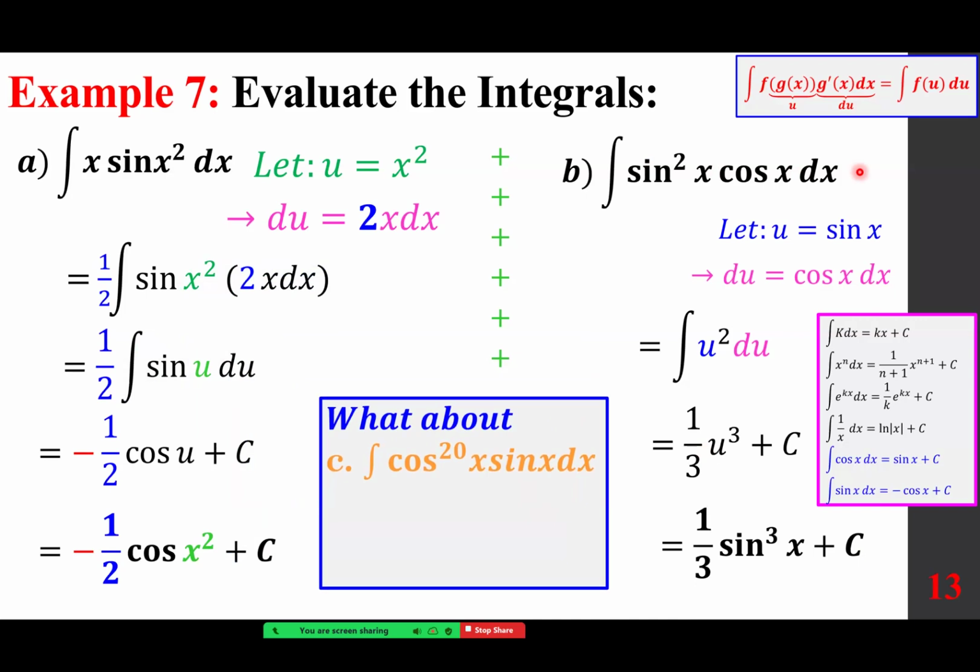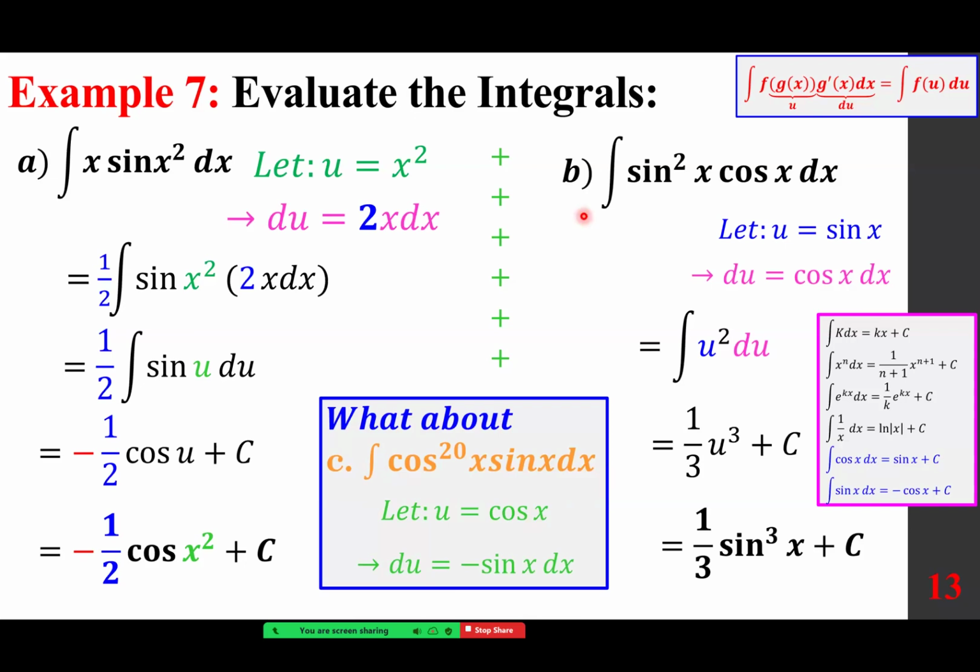You look at the fact that you have sine and cosine, both of them. The one that has the exponent is cosine. Therefore, that is your choice of u. U is cosine x. The derivative of cosine x is negative sine x. Therefore, du is negative sine x dx. You can easily finish it. I suggest you finish it at home.